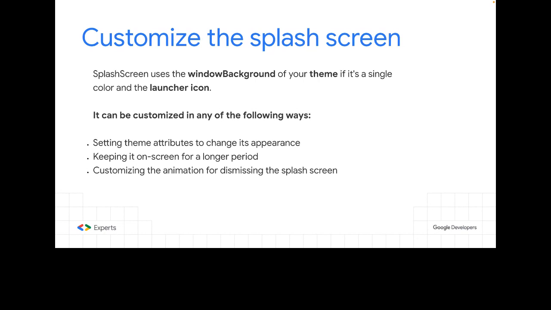The first thing is that we can customize the theme attributes to change the appearance. The second is that we can also keep it on the screen for a longer period. Otherwise, it will just go away as soon as the draw call is triggered for the first frame of the application. And the last one is customizing the exit animation. So these are the possible ways we can customize it.